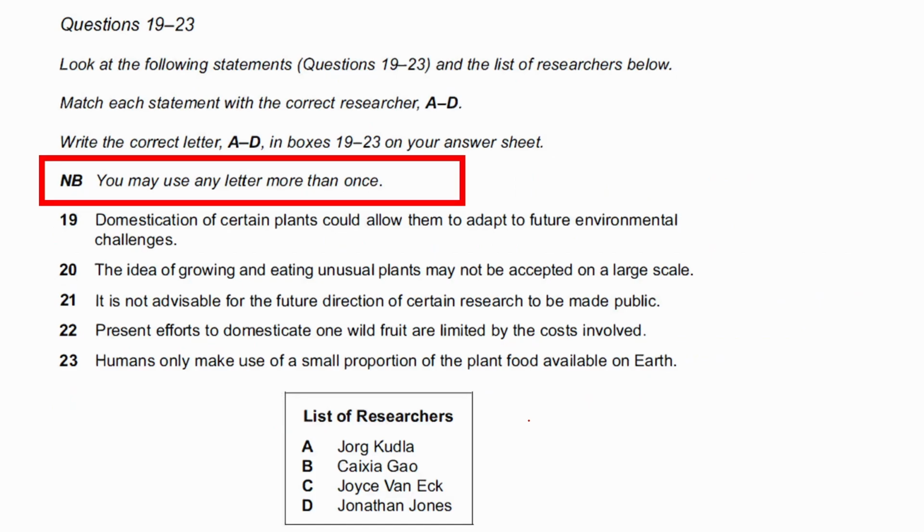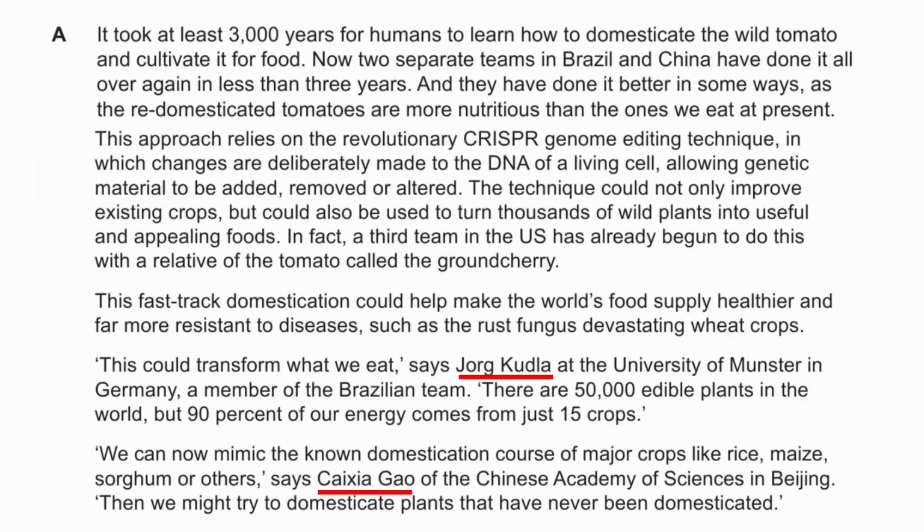So let's begin. Here we have NB again. You may use any letter more than once. So it means, for example, letter A could be used for question 19 and also question 20. It's very important to know. Now, let's start with scanning the names. The names are always in the same order, by the way. So now we scan the names and read around them to know if the information about that name goes before it or after it.